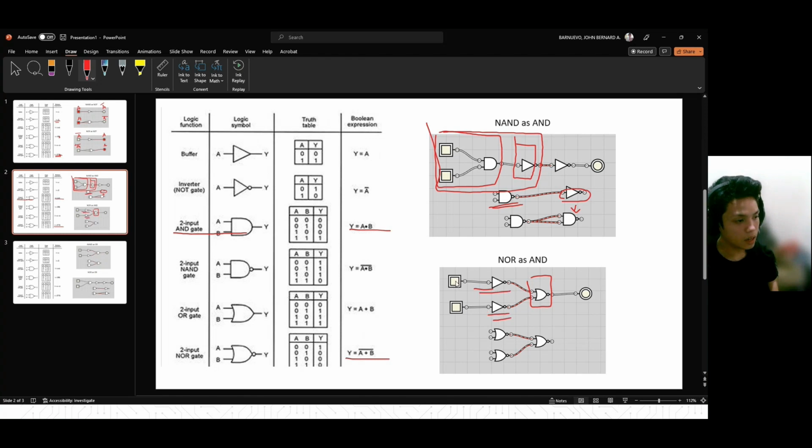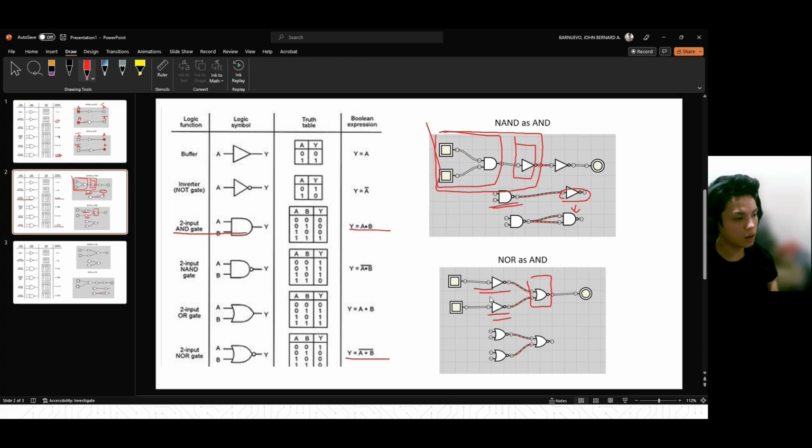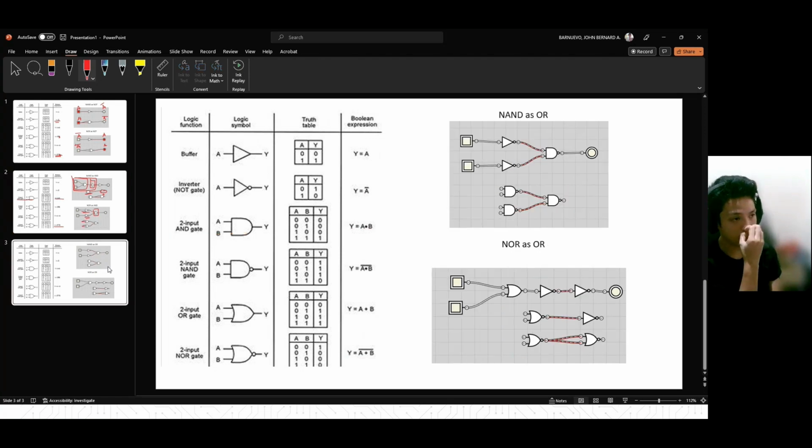So, ito, isang input, invert, then balik tayo dun sa natutunan natin kanina. So, pag same ang input, invert, is katumbas niya ng NOR gates. So, pwede mo siyang substitute itong dalawa na tig-NOR gates. Then, ito, isang input lang yan. Same input, same input. So, dito naman tayo sa NAND as OR.